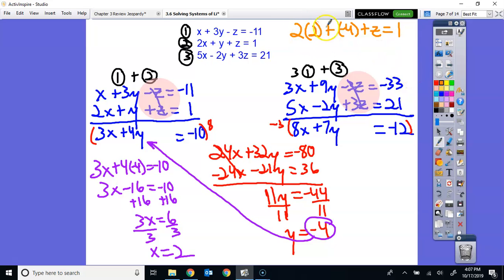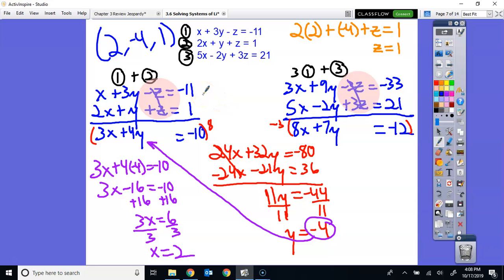But now look at this. This is pretty easy. 2 times 2 is 4. Negative 4. What's 4 minus 4? That's nothing. So it's just z equals 1. These cancel out. So your x value is 2. Your y value is negative 4. And your z value is 1.